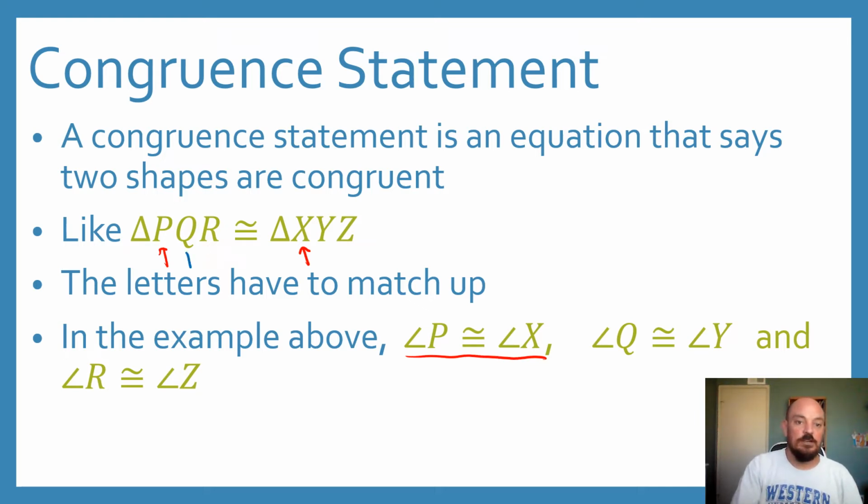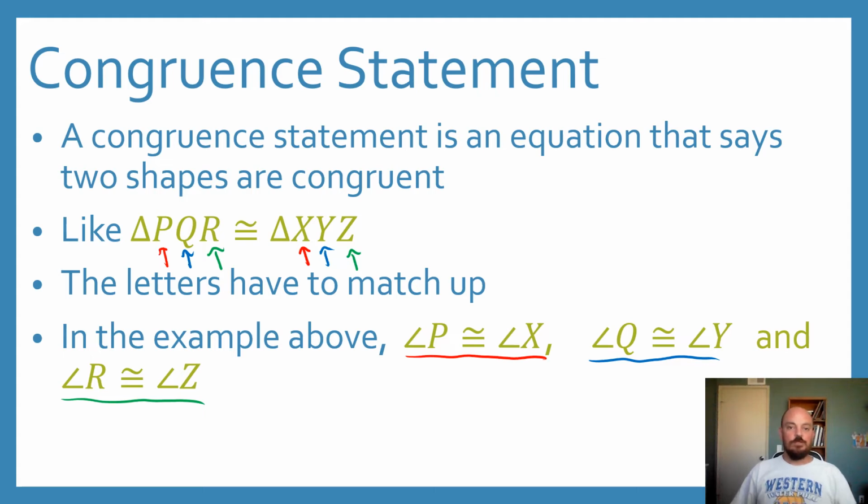And when my middle letter here is Q and my middle letter here is Y, those ones have to be a match. And then finally, if my third letter here is R and my third letter here is Z, those have to be a match. So you can't just throw them in order.